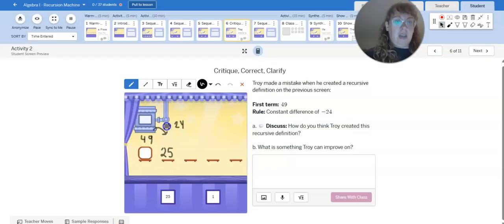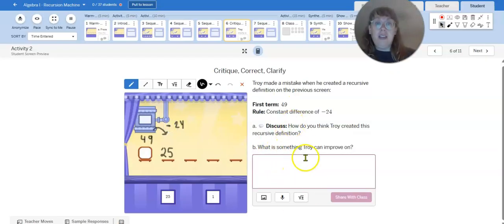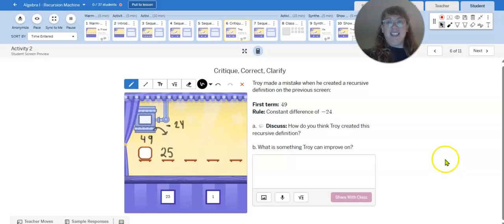I want you to think about this problem and answer part A and part B in the chat box. And then when you're all set, push ahead to slide 7.